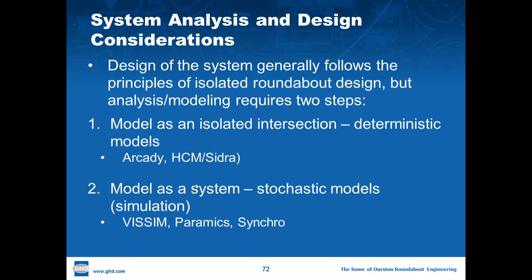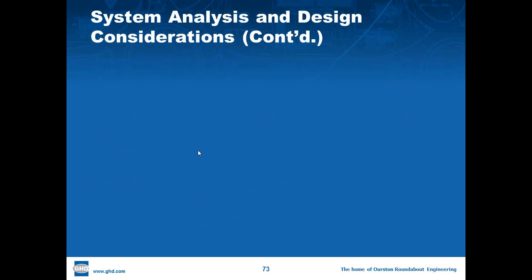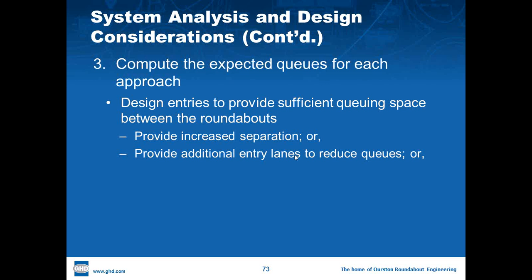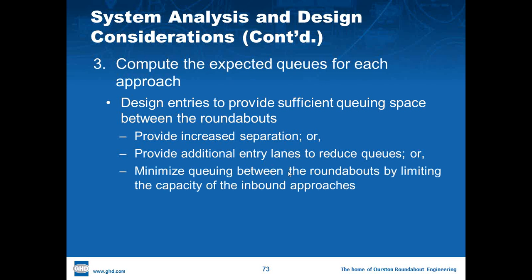And with the knowledge of those issues potentially arising, whether it's lane choice, lane utilization, lane discipline, and lane continuity, we translate that back into the design of the roundabout to make it more robust. And so it becomes a bit iterative. Model it as isolated, evaluate it in the system, go back and make tweaks and modifications to the isolated roundabout again. So we compute the expected queues for each approach and design the entries to provide sufficient queuing between the roundabouts, or provide increased separation, or add extra entry lanes to reduce queues. And the idea is to minimize queues between roundabouts and signals.